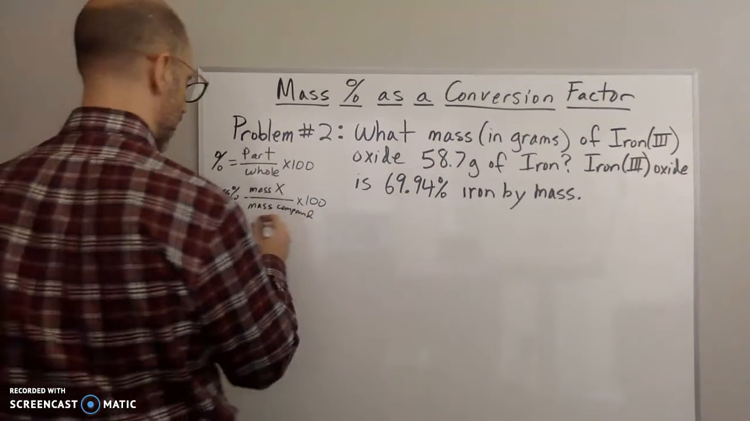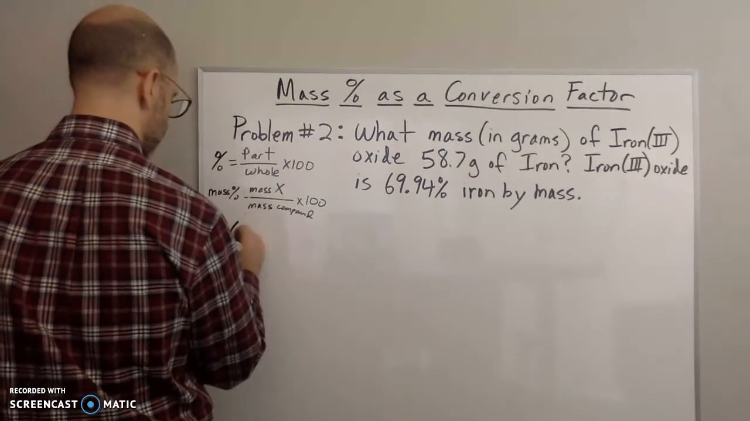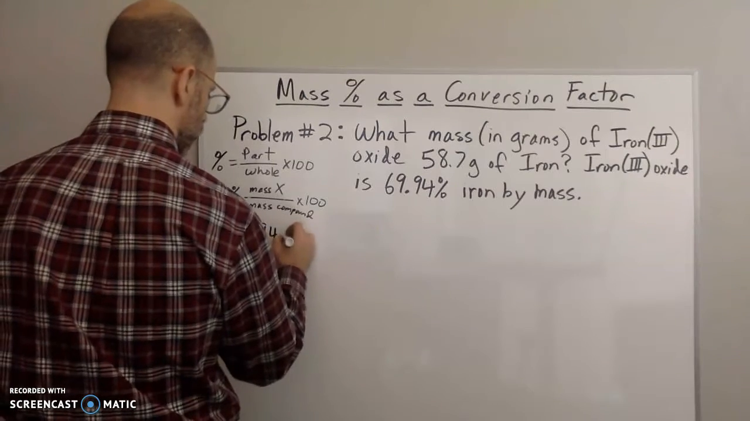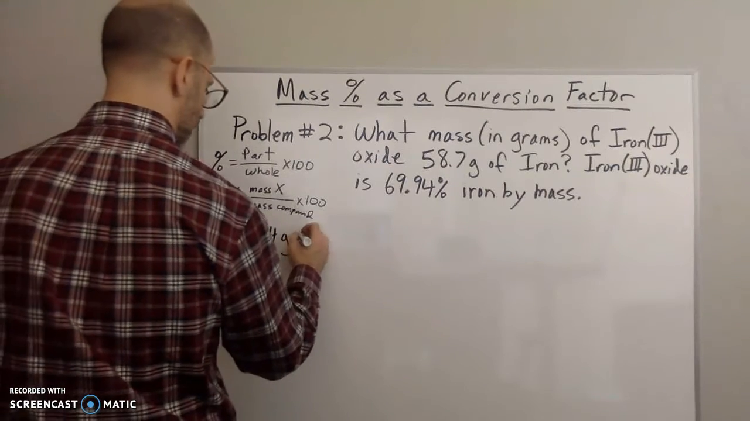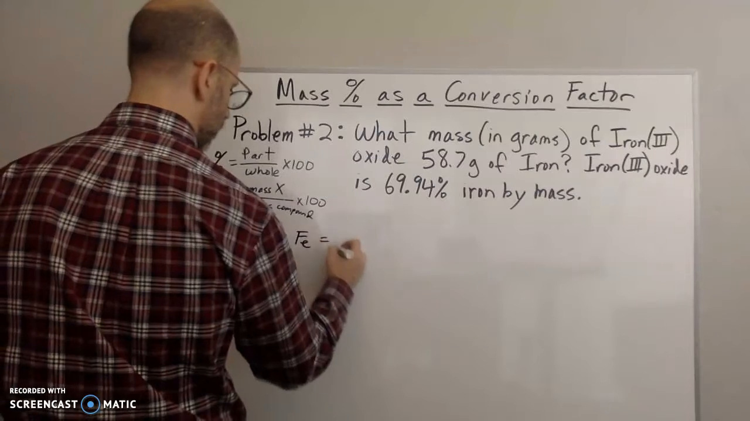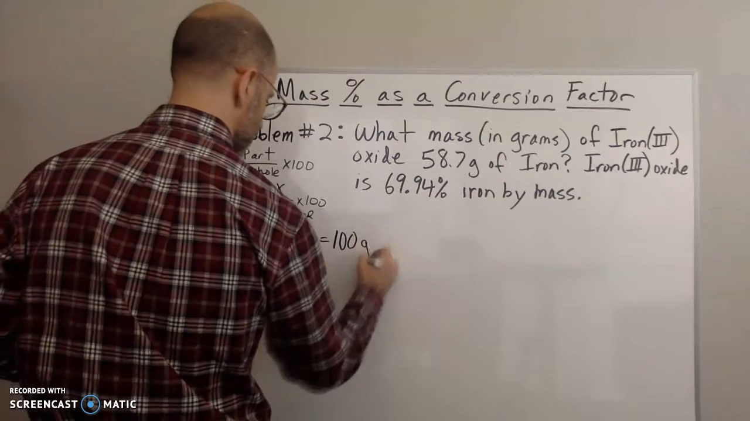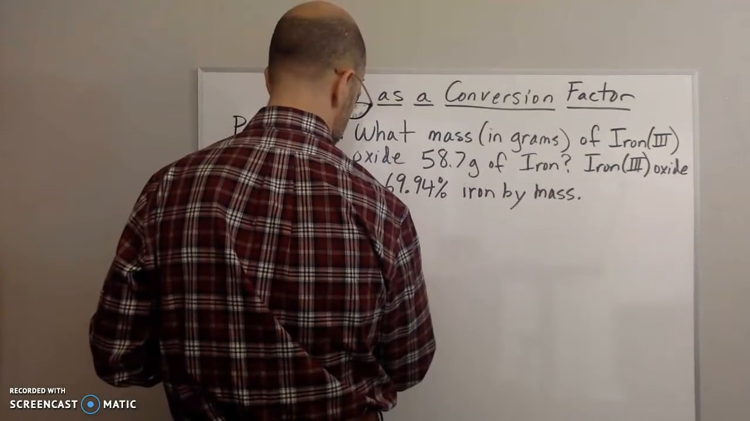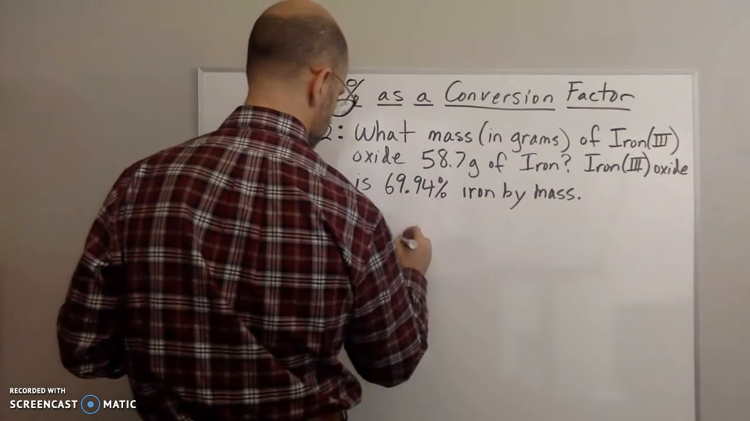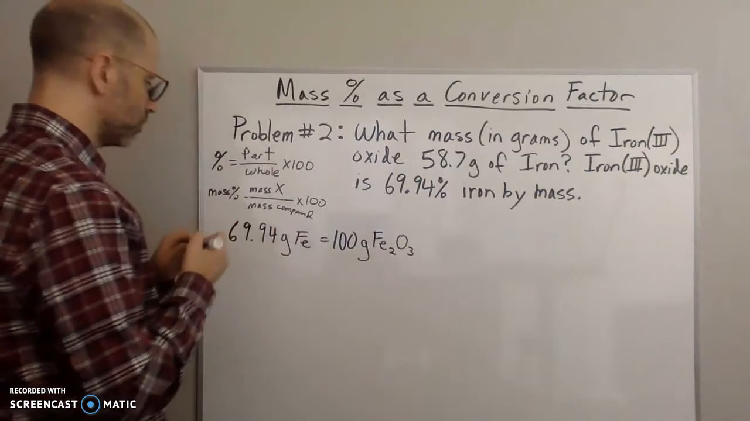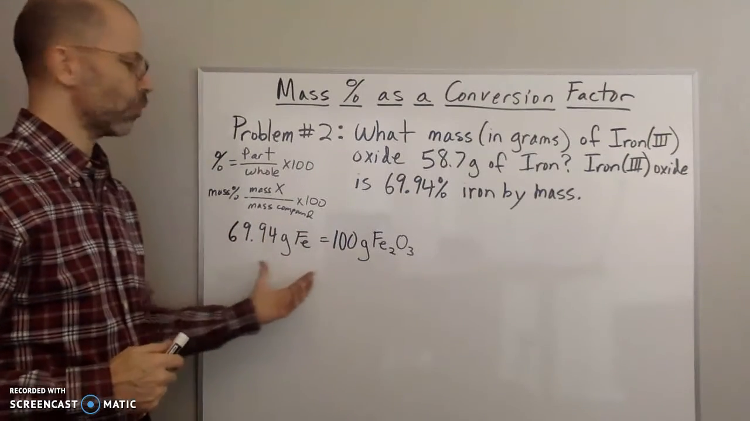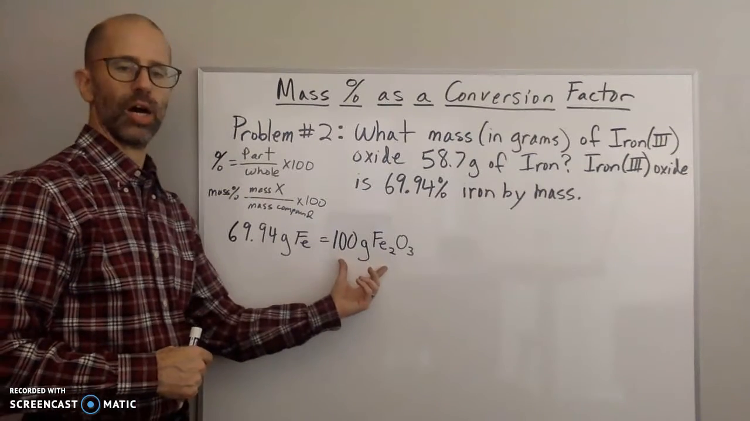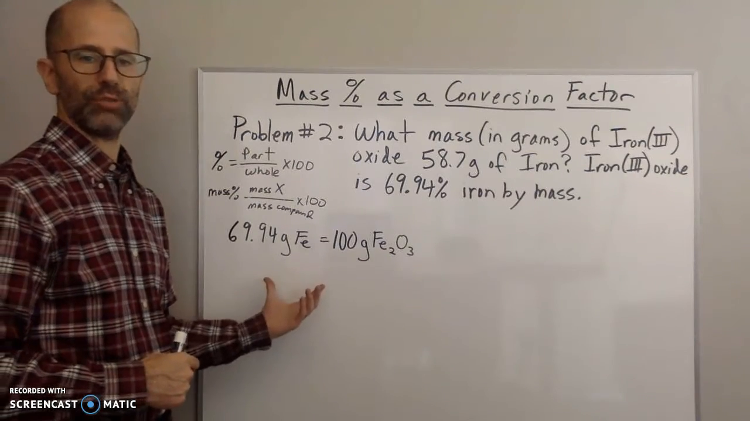Okay, so then I have that relationship, so I can write that as 69.94 grams of iron will be equal to 100 grams of the iron 3 oxide. And so I can write this as a ratio of 69.94 to 100. And now I can use this as a conversion factor.